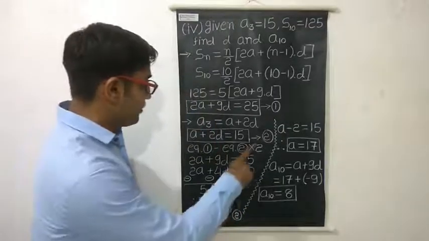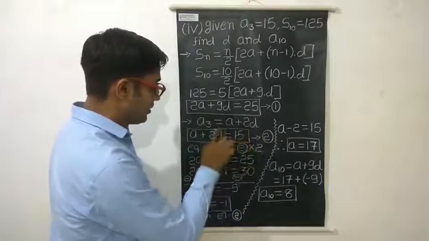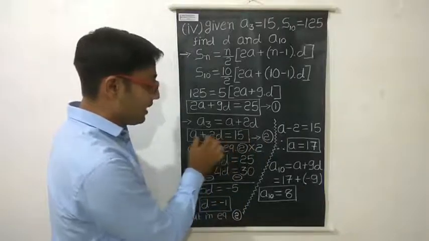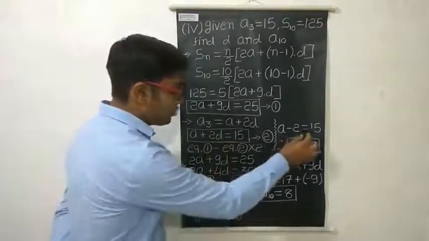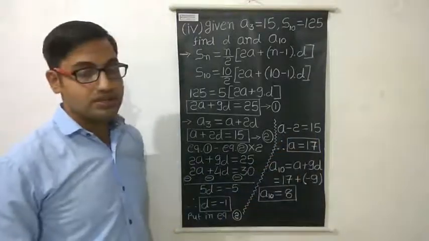So equation number 2 is a plus 2d. A will remain as it is. Here, instead of d, we have to put minus 1. Minus 1 times 2 is minus 2. So a minus 2 is equal to 15, so the value of a we get is equal to 17.